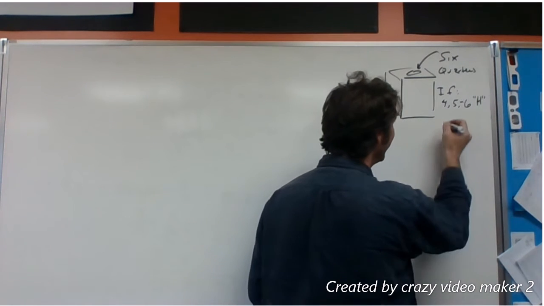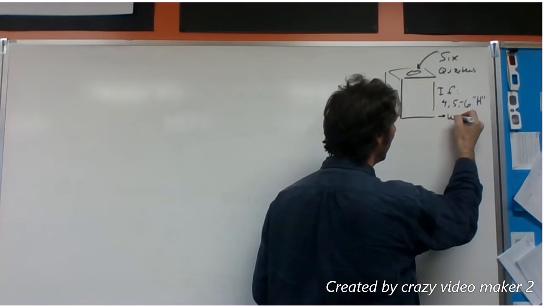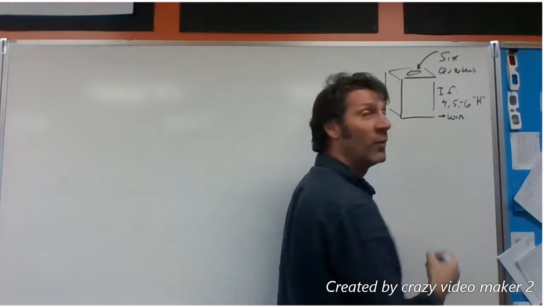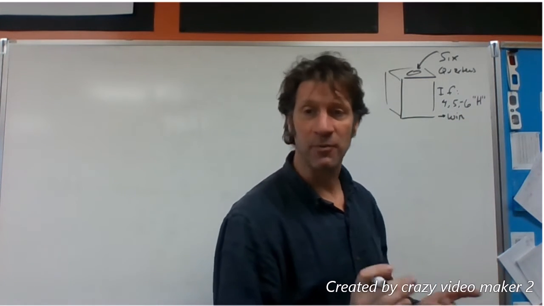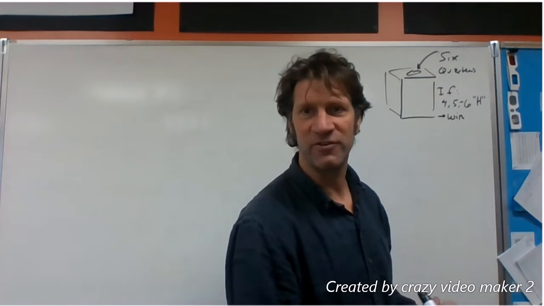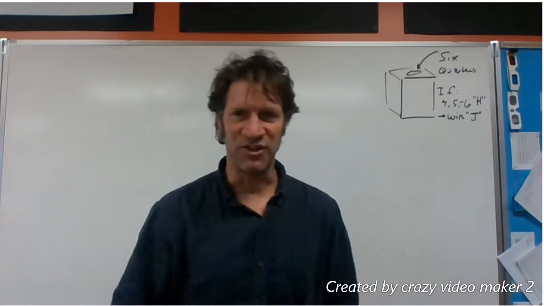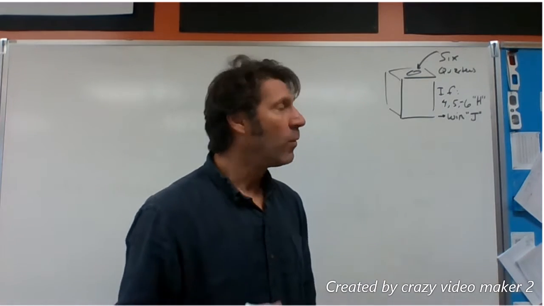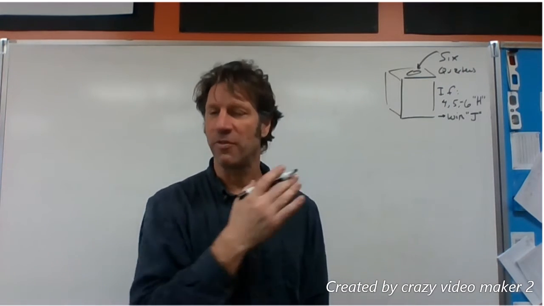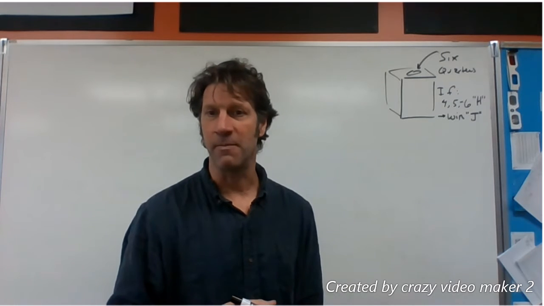heads, and we are going to win. And what we're going to win is a jackpot. So what I'm going to do is I'm going to use the letter J to stand for a jackpot. Here we go. Win J. All right. Now, what we want to do is find what this jackpot is that makes this game fair.